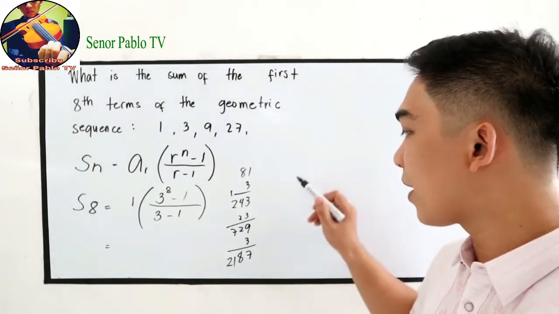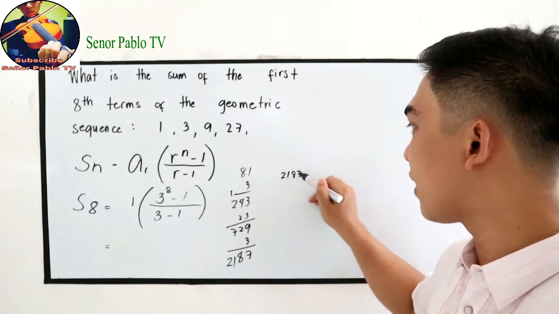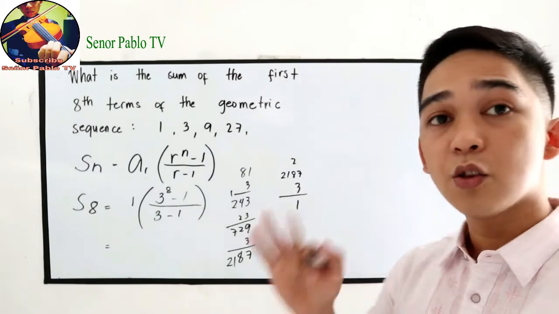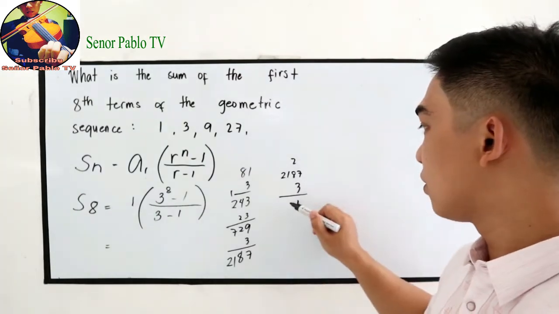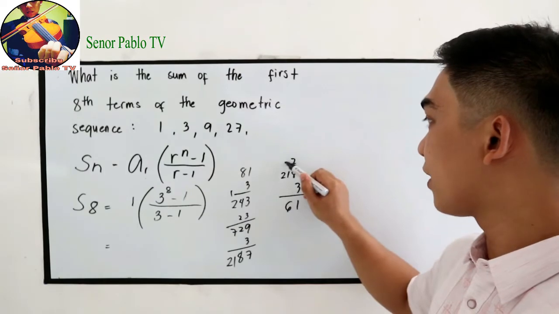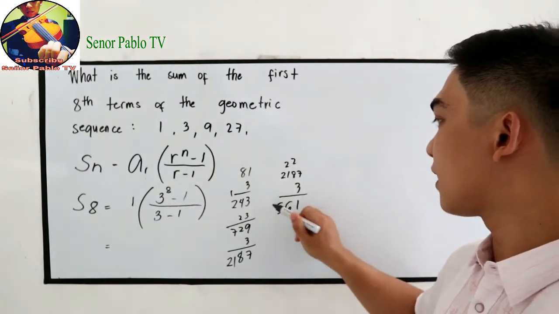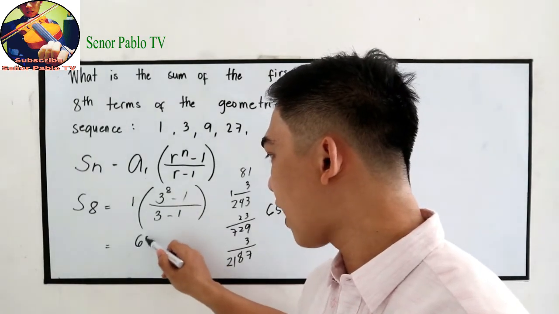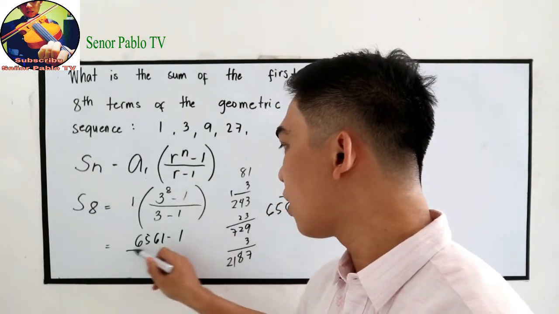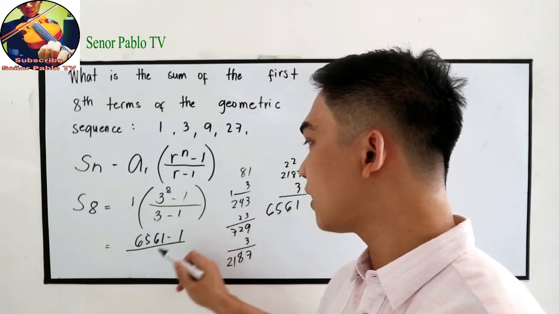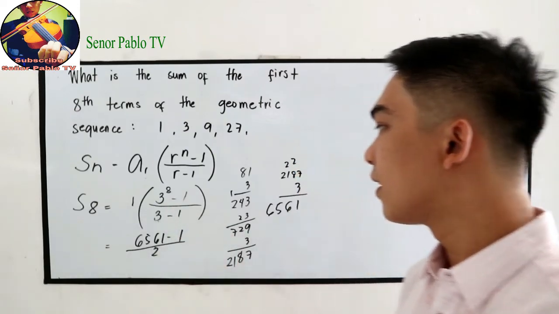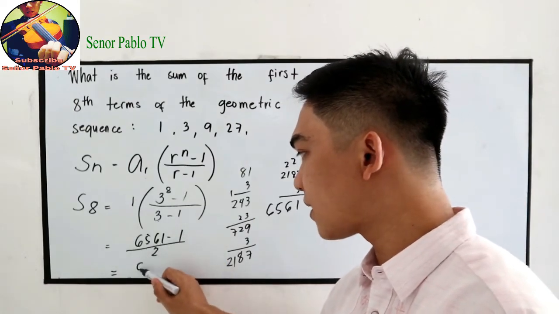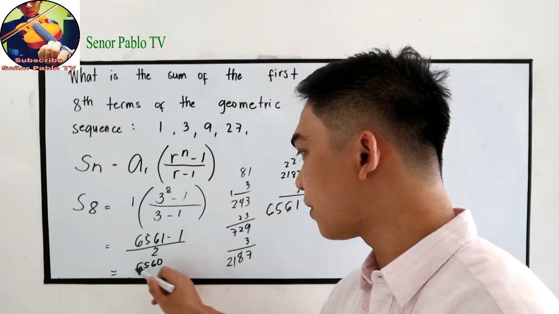Next, 7. Then pang 8 natin, 2, 1, 8, 7 times 3. So we have 1, carry 2, 8, 16, 24, plus 2, 25, 26, carry 2, 3, 5, then 6. 6, 5, 6, 1. Yan si 6, 5, 6, 1 minus 1 over 3 minus 1, that is 2. Next, 6, 5, 6, 1 minus 1, that is 6, 5, 6, 0 divided by 2.